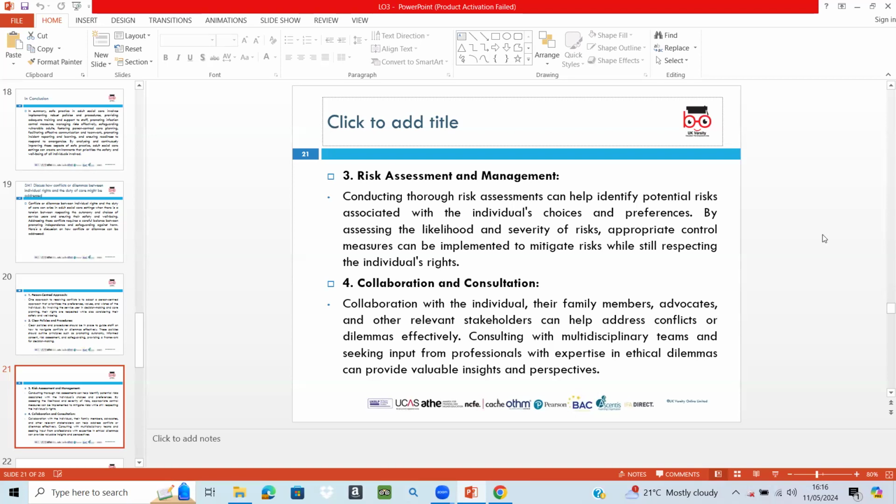If we incorporate risk assessment and management procedures with teamwork and consultation practices, adult social care settings can effectively address conflicts between individual rights and the duty of care, promoting a balanced, person-centered approach that prioritizes both autonomy and safety. So all these are the important aspects.